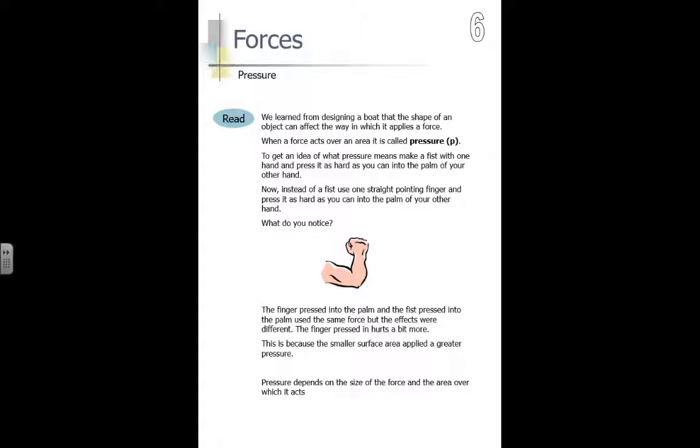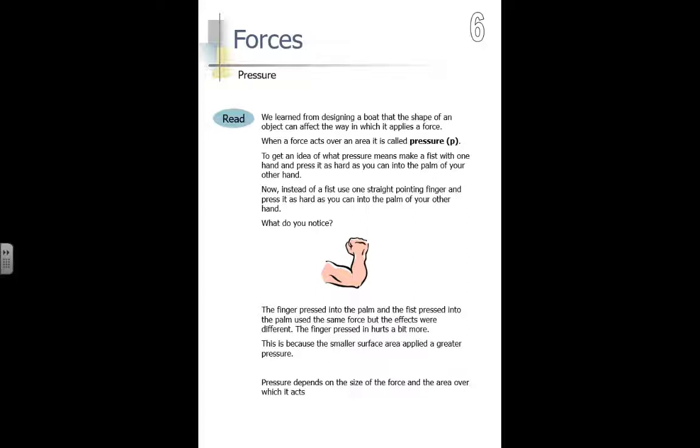To get an idea of what pressure means, you can make a fist with one hand, press it as hard as you can into the palm of the other. Now, inside of a fist, use one straight pointing finger and press as hard as you can into the palm of your other hand. What you'll notice is that the finger pressed into the palm and the fist pressed into the palm use the same force.